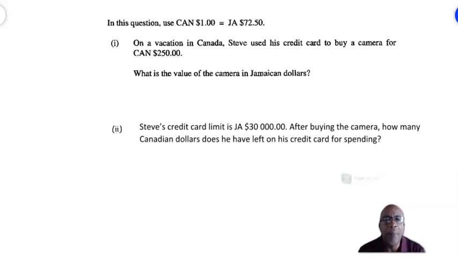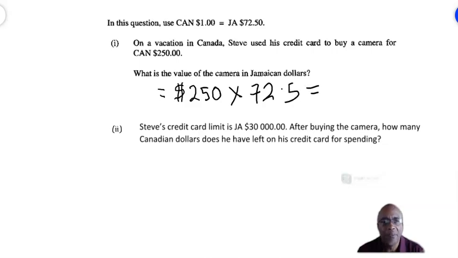So on a vacation in Canada, Steve used his credit card to buy a camera for Canadian $250. What's the value in Jamaican dollars? So to convert from Canadian dollars to Jamaican dollars, you divide by 72. Sorry, you multiply by $72.50. So therefore, you multiply the 250 Canadian dollars by 72.50.